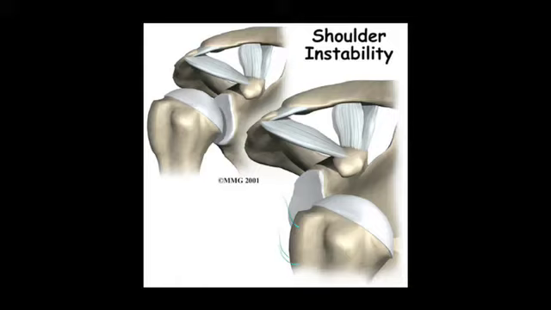It can be moving around from a lot of different causes, a lot of different reasons. It can be a large instability where you actually dislocate and the ball comes out of the socket. It can be very subtle instability where it might just move a little bit extra.